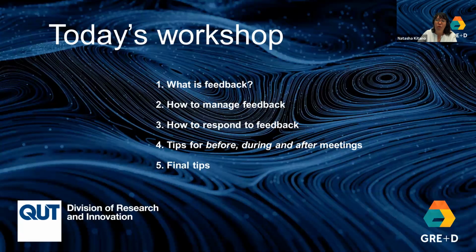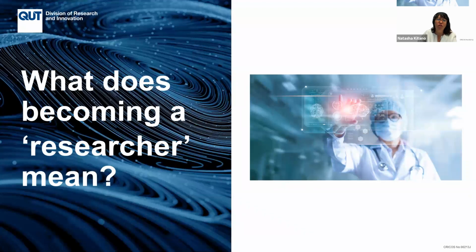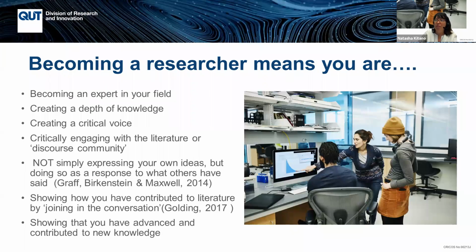Okay, so just before we actually do talk about what is feedback, I thought it's a good idea to talk to you about what it means to be a researcher. And I think if we just spend a few minutes talking about that, it will help you understand the feedback process as well. So becoming a researcher means that you are becoming an expert in your field. You're creating a depth of knowledge. You're creating a critical voice. You're critically engaging with the literature or discourse community. And you're not simply expressing your own ideas, but you're doing so as a response to what others have said.